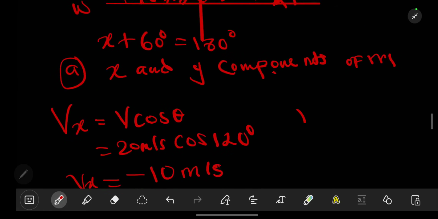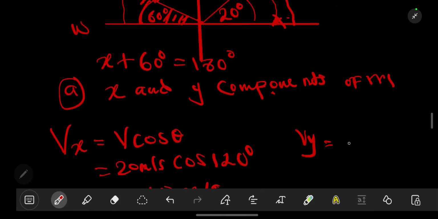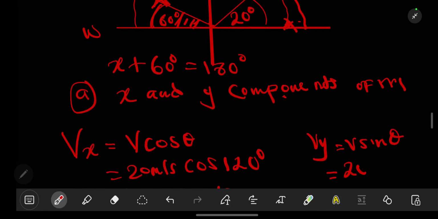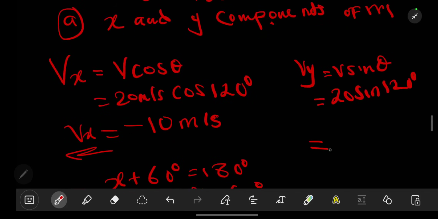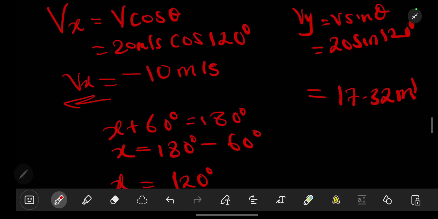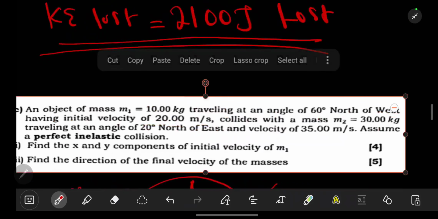Then for the Vy, it will be equal to V sine of theta. The same angle measured from the positive x-axis, which will be 20 sine of 120 degrees. So this will give me 20 sine of 120. This will give me 17.32 meters per second. So we have answered, we have gotten our 4 marks there.